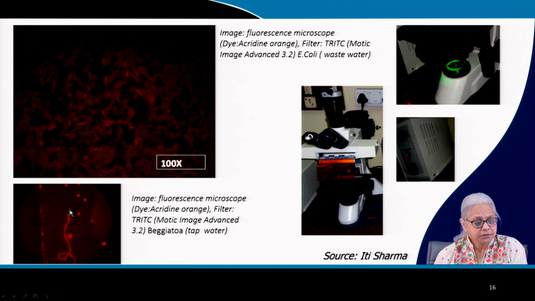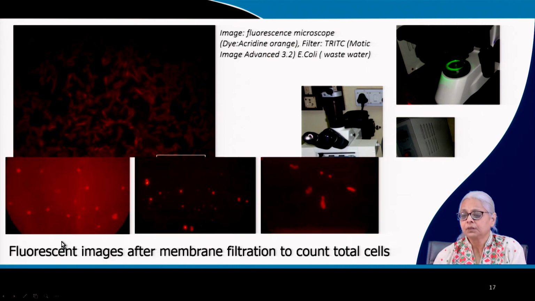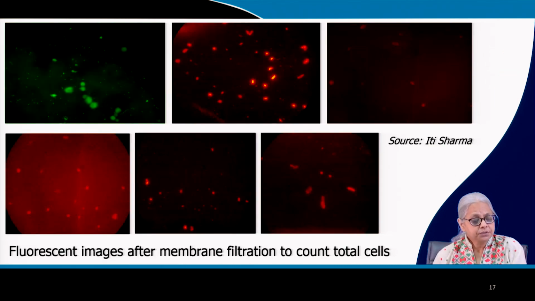Here is another bacterium, and that is Beggiatoa, taken from a tap water sample. The dye and the filter remain the same. More images. So we have fluorescent images. You can see green fluorescence.